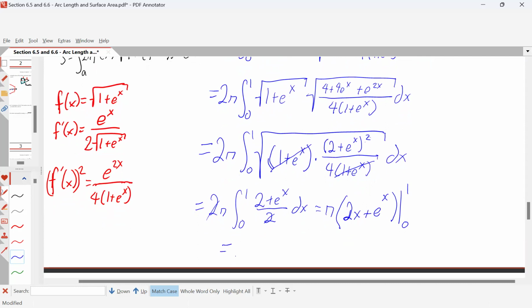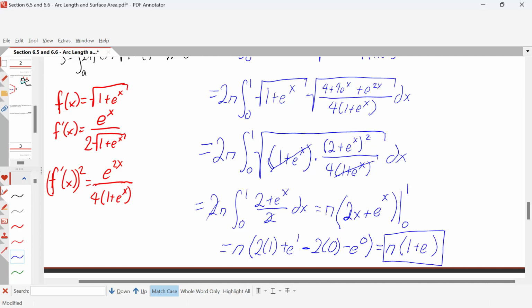which becomes pi times 2 times 1 plus e to the first, minus 2 times 0 plus e to the 0. E to the 0 is 1, so we have a 2 minus 1. E to the first is e, leaving us with pi times 1 plus e.